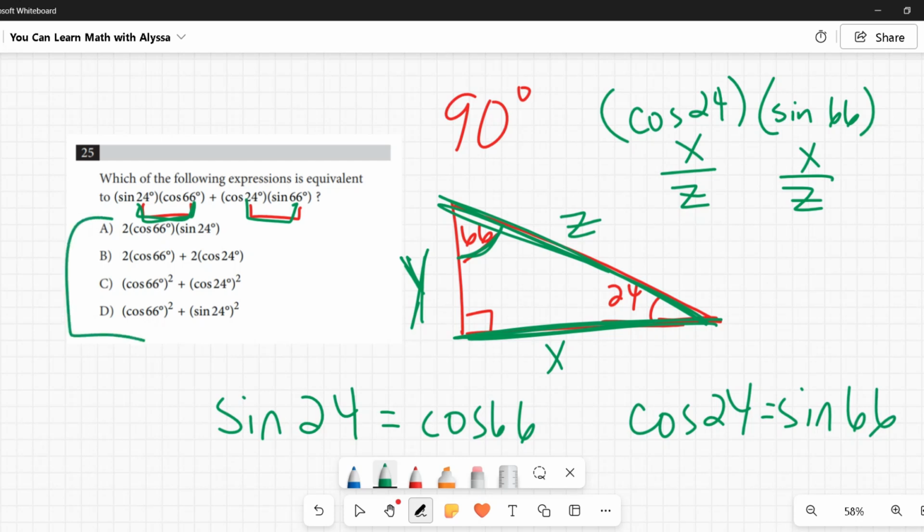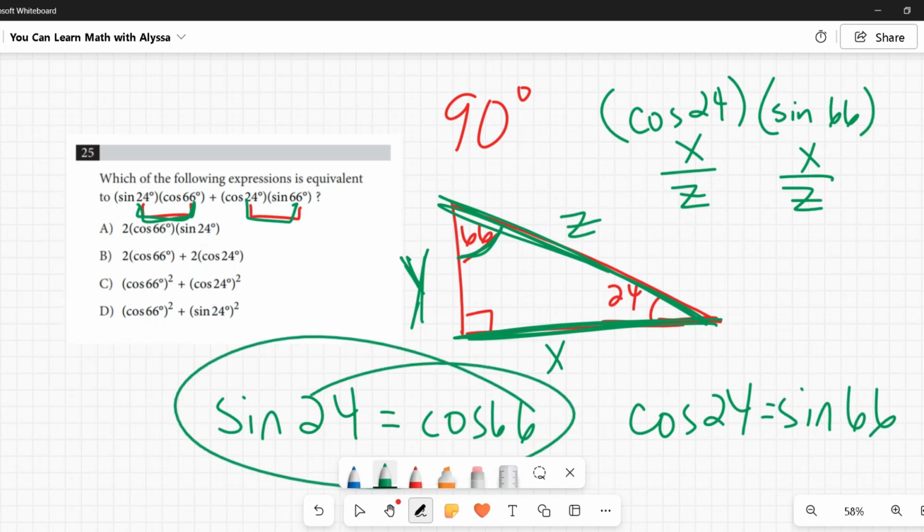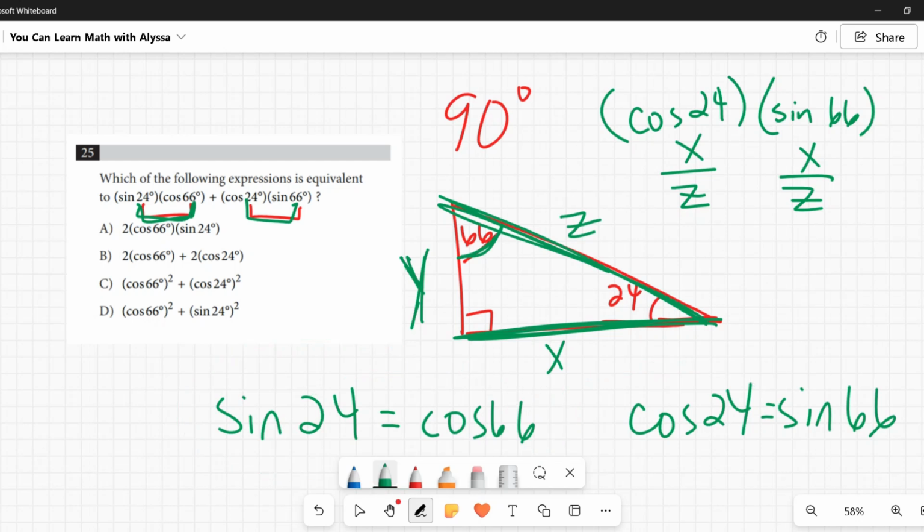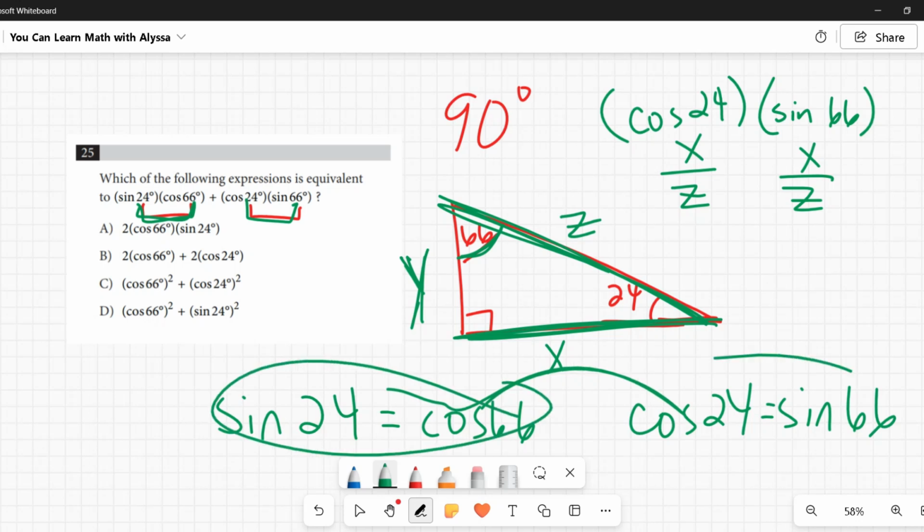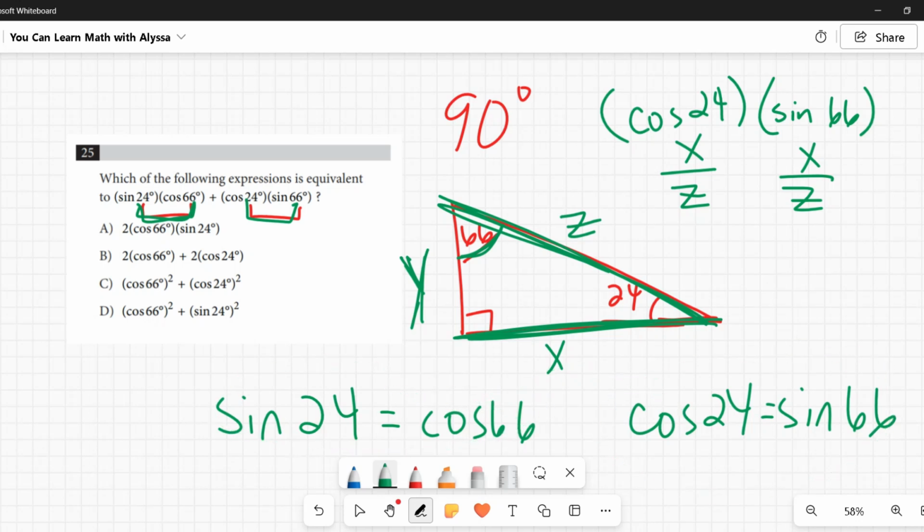So look at our options here. A: 2 times the cosine of 66 times the sine of 24. That doesn't look right, because sine of 24 and cosine of 66 are the same thing, but it's not the same thing as cosine of 24. These two groups are not equal to each other. So when these are being added, I'm not adding the same thing twice. So no, A is not an option.